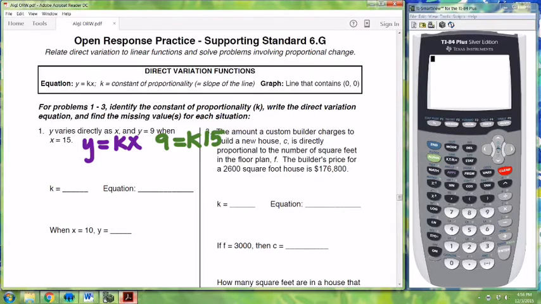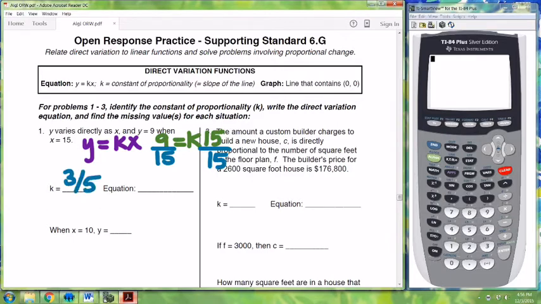And then I'm going to solve for k. So to get k by itself, we're going to divide by 15 on both sides and find out what k is equal to. So in your calculator, if you need to do 9 over 15, you can do that and then change it back to a fraction. We always want our fractions reduced. So k reduces to equal 3 over 5.